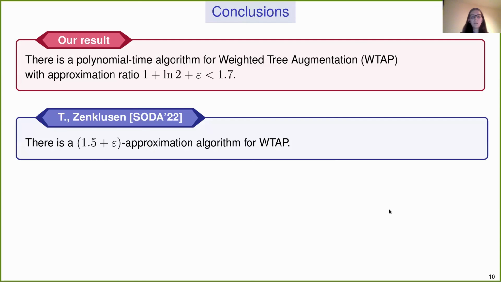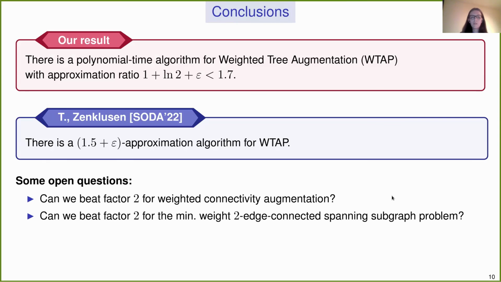And let me remark that in some recent follow-up work, which appeared at SODA this year, we could show that there is even a 3/2 plus epsilon approximation algorithm for weighted tree augmentation, improving the approximation ratio that I was talking about here today.